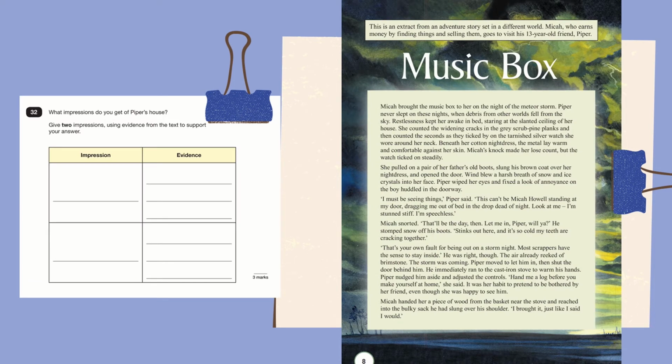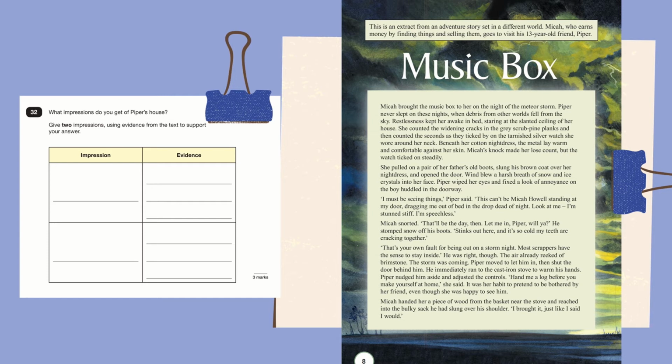Let's try one more. This is a very common type of inference question. It's asking us about our impression of something. So if we read it, what impressions do you get of Piper's house? Give 2 impressions using evidence from the text to support your answer. So in the last question, they gave us the points that we had to find the evidence for. But in this one, we've got to make the points and provide the evidence. So this is our impression.